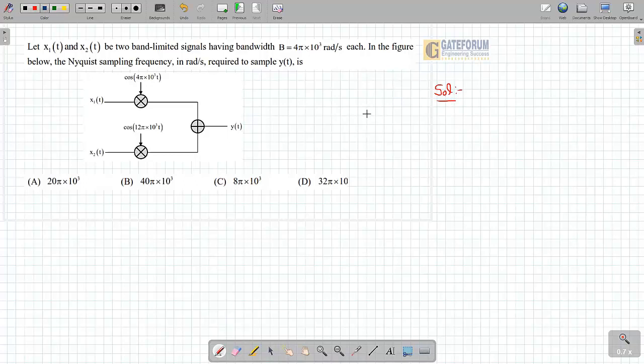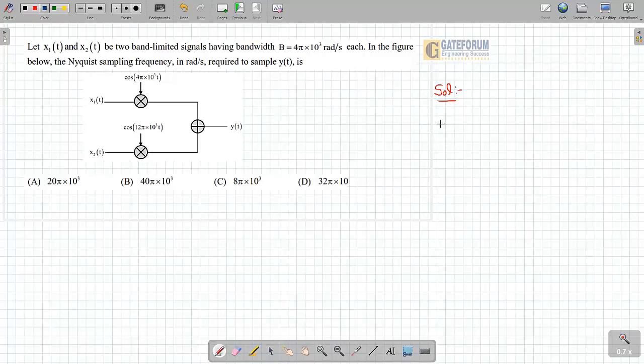x1(t) and x2(t) are two band-limited signals having bandwidth 4π×10^3 radians per second each. In the figure given here, x1(t) and x2(t) are multiplied with cos 4π×10^3 t and cos 12π×10^3 t, then added together to give y(t). We have to find the Nyquist sampling frequency of y(t). So we need to determine the maximum frequency present in y(t), and twice of that is going to give me the Nyquist sampling frequency.